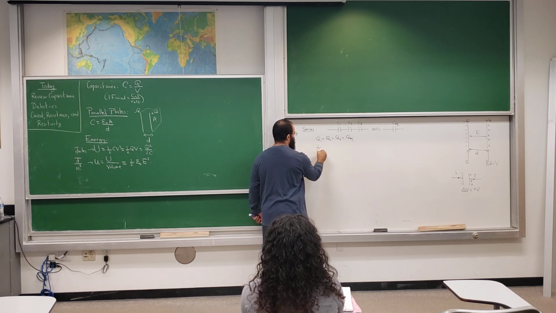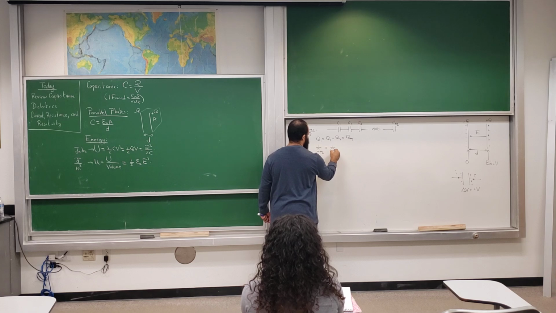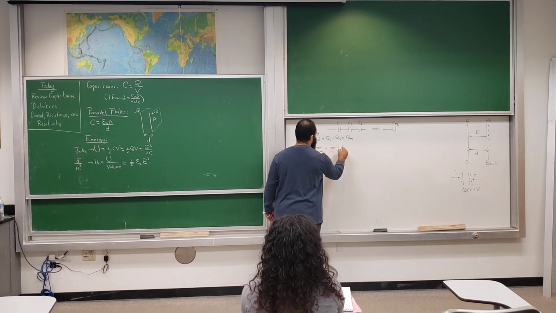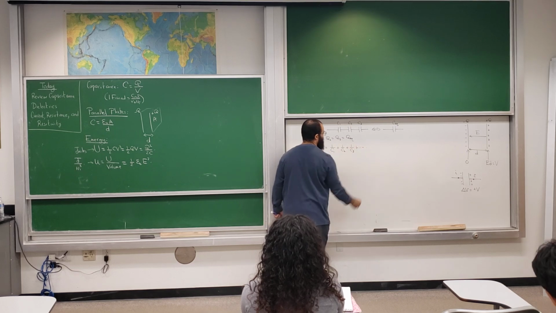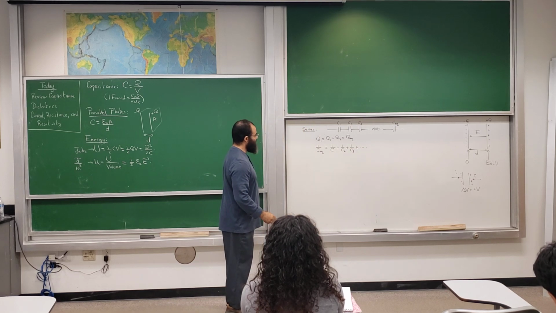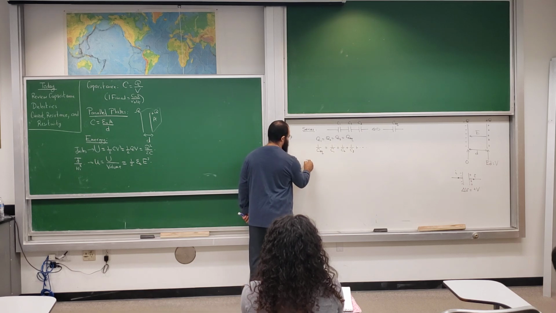To find the equivalent capacitance, you have to add the reciprocals, and then take the reciprocal of that. If you have just 3, you stop. If you have more, keep going. So that's that. The next one is parallel.